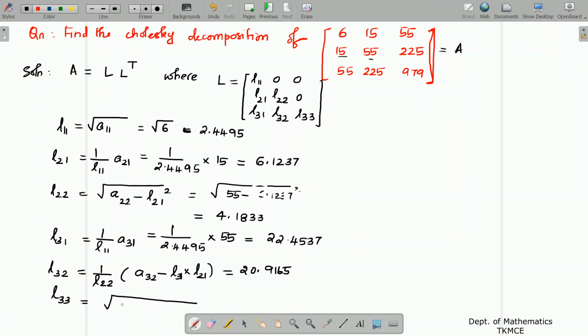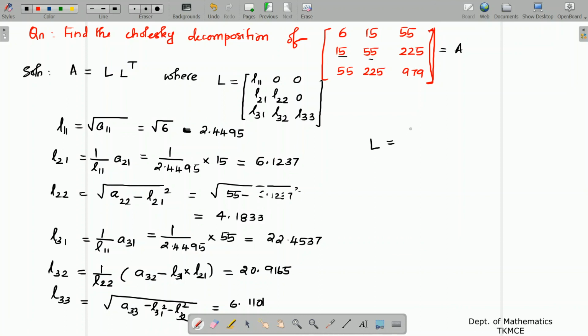And last we can have L33. L33 is square root of A33 minus L31 square minus L32 square. And substituting, L31 is obtained, L32 is obtained, and we have A33 as 979, and substituting all the values and simplifying, you have L33 as 6.1101. So we have all the L values, and therefore let us write the required L.